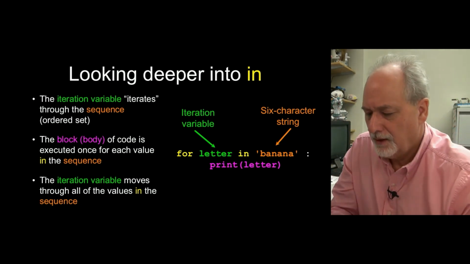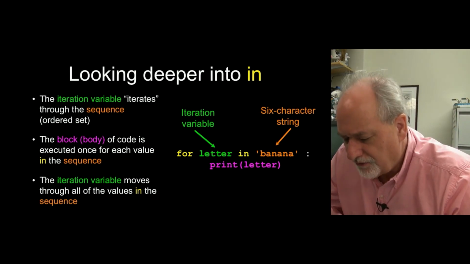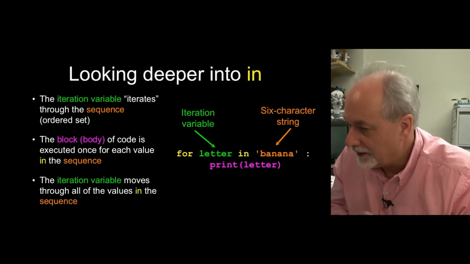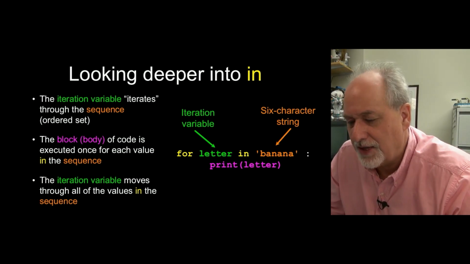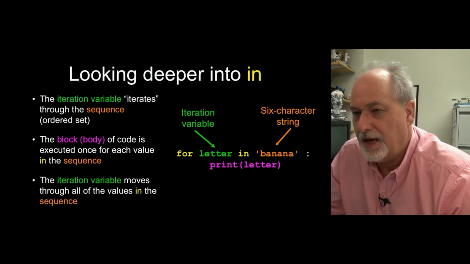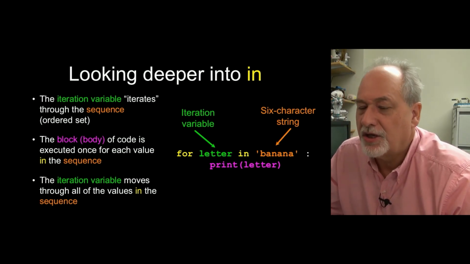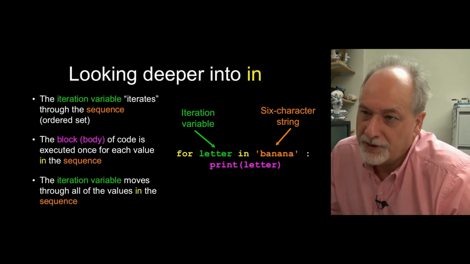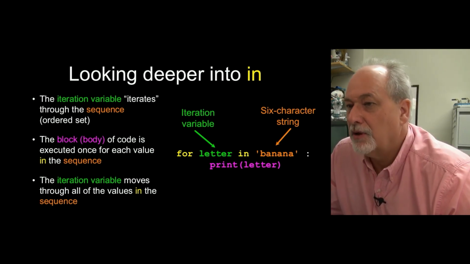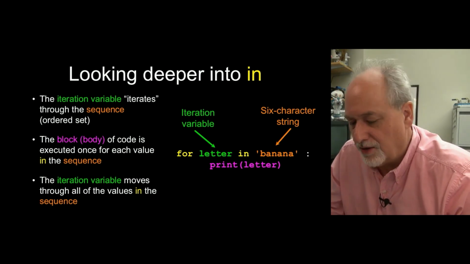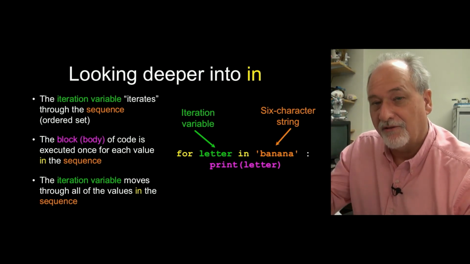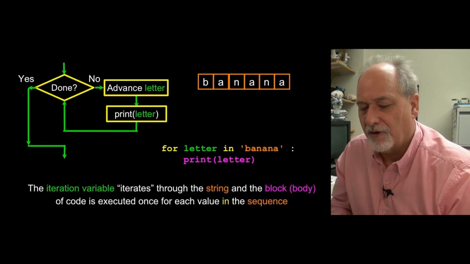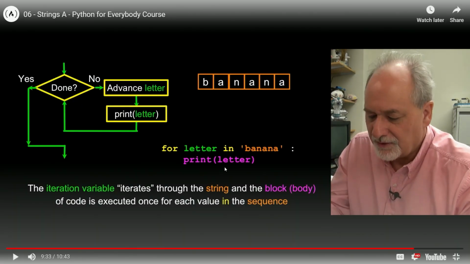Again, it's for iteration variable letter. Don't get stuck with letter; I just happen to be using it here. In banana, that is for each character in the string banana, run this loop once, changing the variable letter to be the particular character that we're pointing at. So for is taking care of a lot for us, right?